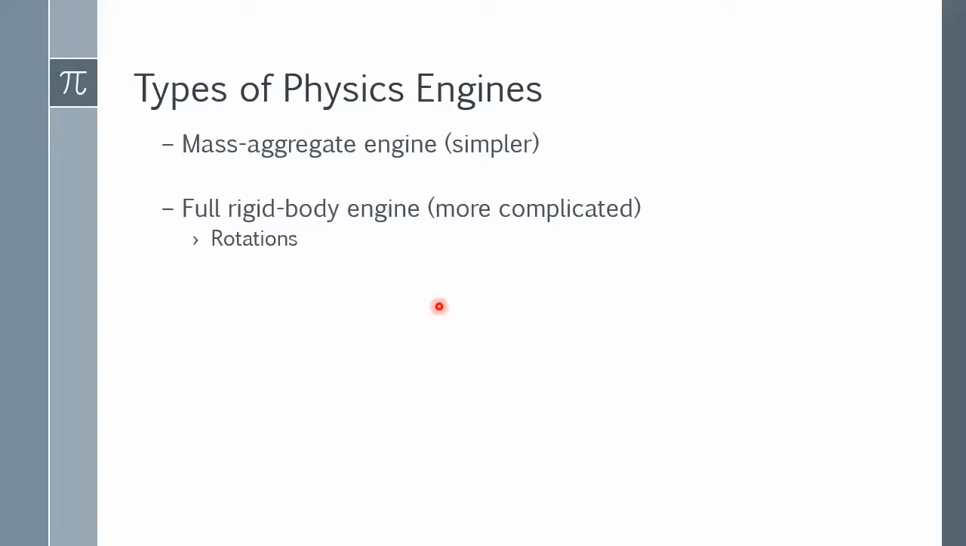And this is what we'll be building here to simulate a cloth. On the other hand, the rigid body engine treats objects as a whole, and they are far more complicated to build. This is because you need to take into consideration the object rotations, while in mass aggregate engines, we really don't care about the rotations because they arise naturally from the particle movement.